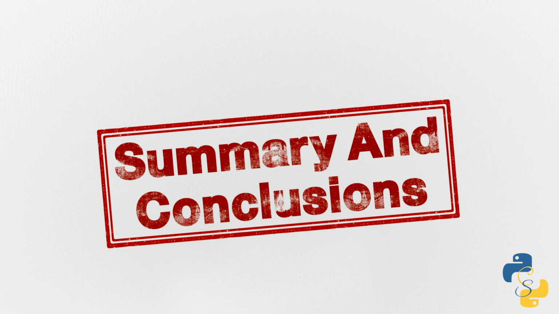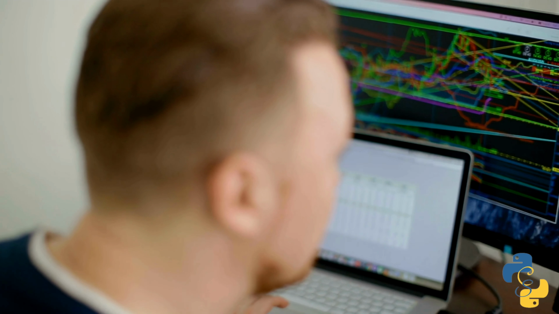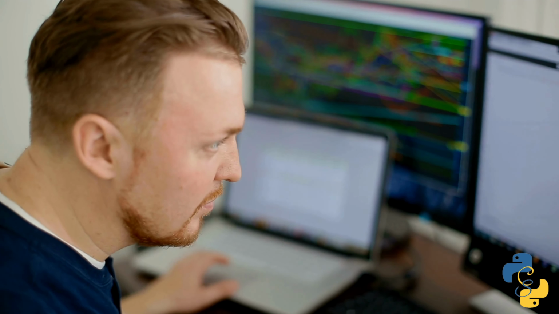So, let's conclude. We have two major categories, one for statistical analysis and math-oriented work, as well as one for visualization of the output of that work. NumPy and Pandas are the foremost among many statistical analysis libraries. Matplotlib and Seaborn, which is based on matplotlib of course, are built for data visualization. We may use more libraries occasionally, but now you have understood the most important ones.